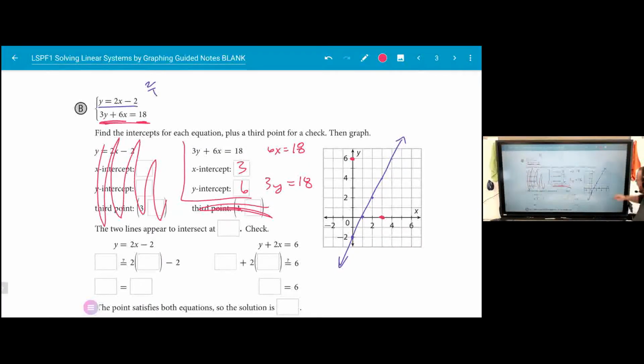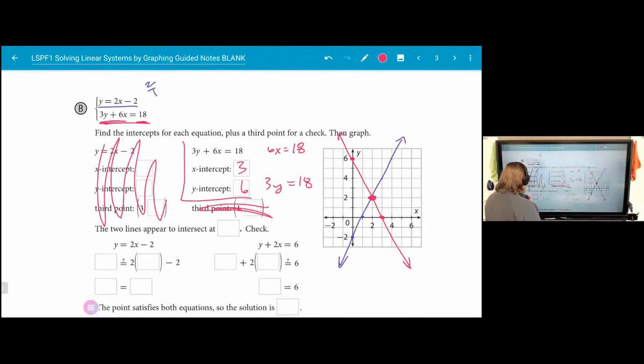And here's what I'm going to do. I'm going to draw a line between these 2 points the best that I can. And holy cow, look at that. Even Mr. Brayman drew it okay enough. It looks like they intersect right there.